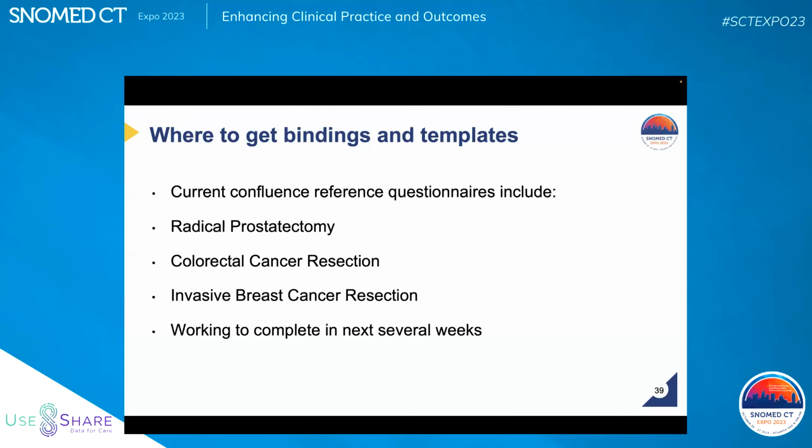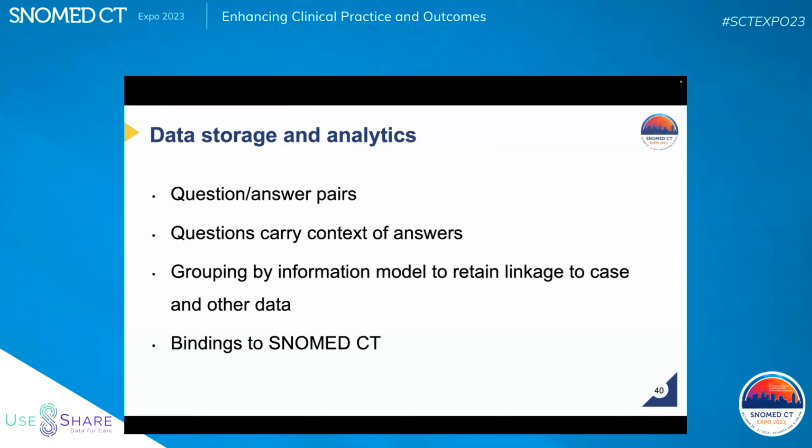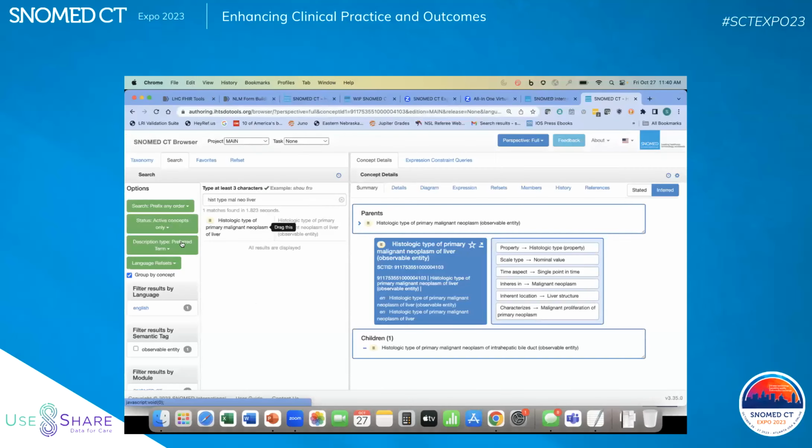All right. So we have radical prostatectomy done. We have invasive breast cancer resections done. We have colorectal done. We'll talk about where we're going to put those, but we will have the rest of ICCR done in the next 6 months or so. Okay. And the format, I'll show it to you right now.